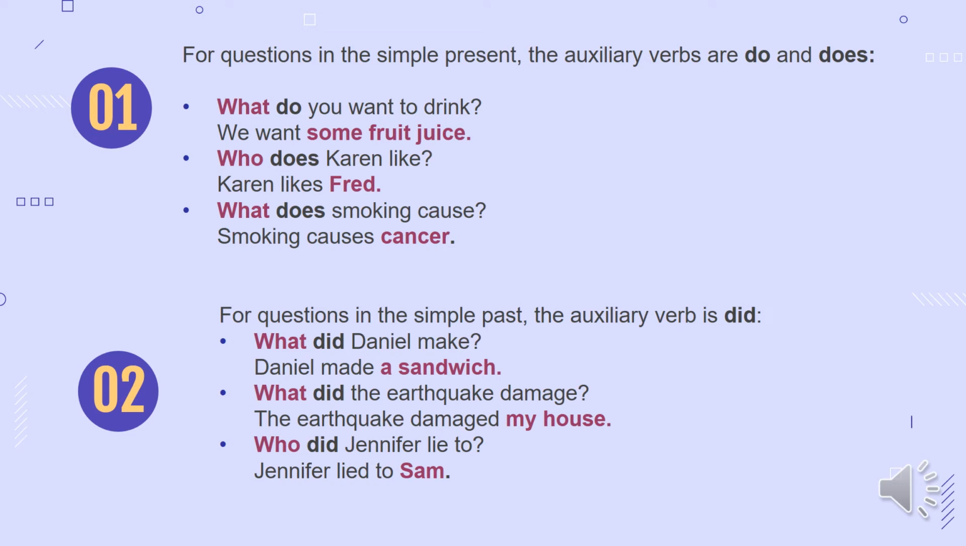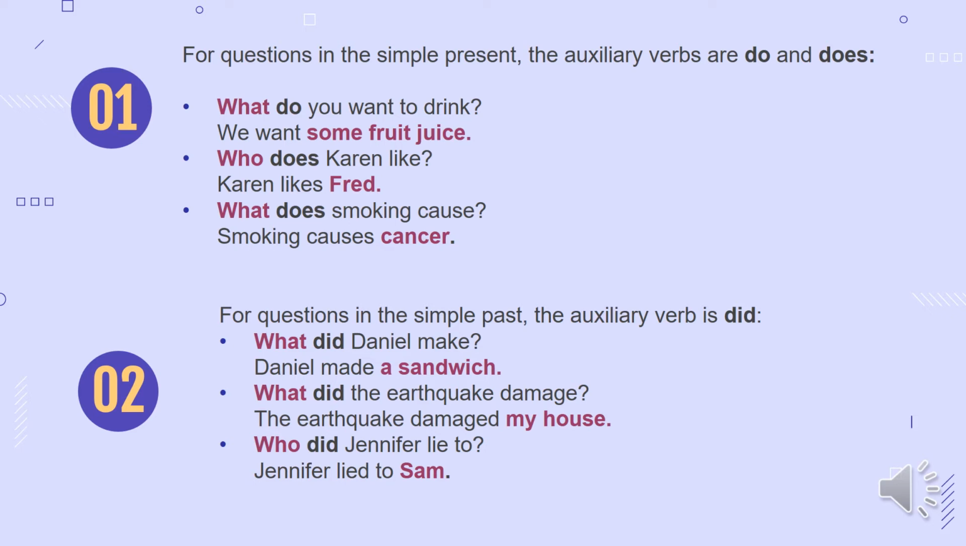First, for questions in the simple present, the auxiliary verbs are do or does. Remember that? Examples. What do you want to drink? We want some fruit juice. Who does Karen like? Karen likes Fred. What does smoking cause? Smoking causes cancer.